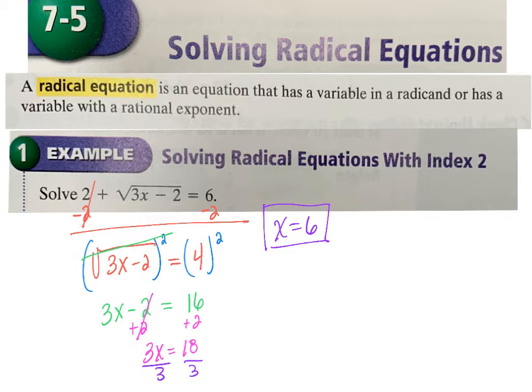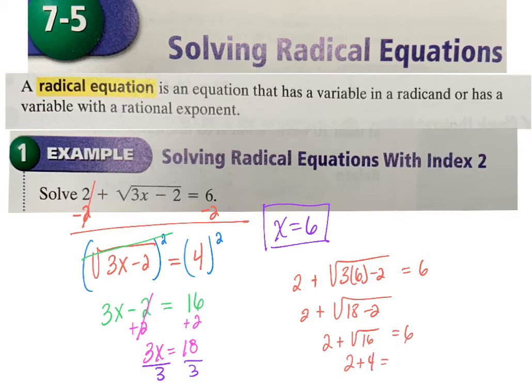To check it, you do it like any other equation. You plug it in. So I'm going to say 2 plus the square root of 3 times 6 minus 2 equals 6. 18 minus 2. Right, plug it in. Yes, it works. Yes, it is a solution. Easy enough.